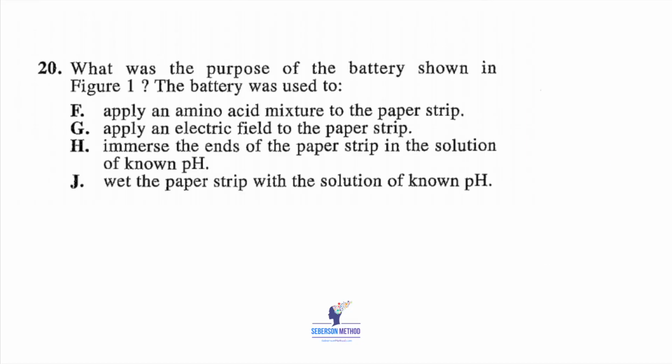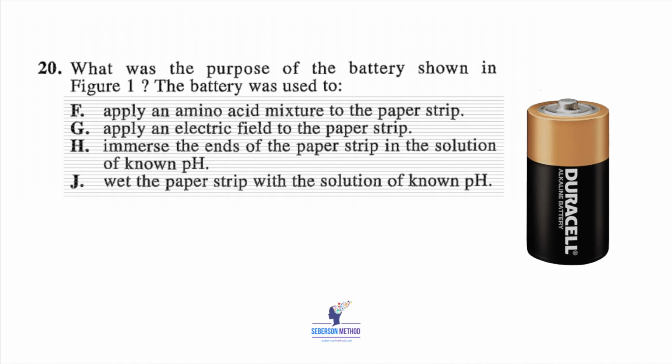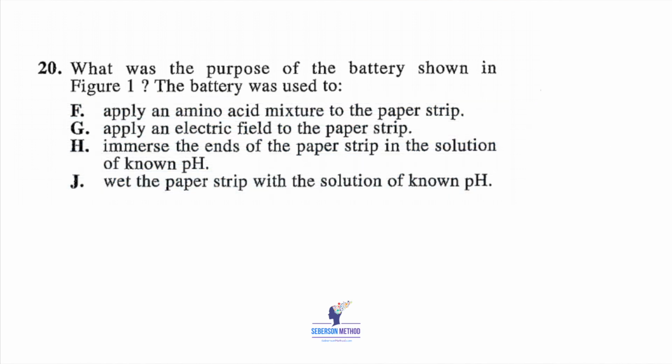Let's take a look at a few examples where you don't even need to read the passage to answer those questions correctly. What was the purpose of a battery shown in figure 1? The battery was used to... and if you do a quick vertical scan, there's only one answer choice that would work. Why would you ever use a battery? You use a battery to apply an electric field to the paper strip. It's not about amino acid, it's not about pH, and it's not about wetting the paper. The answer choice is G.